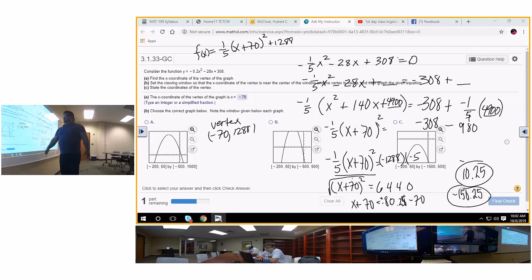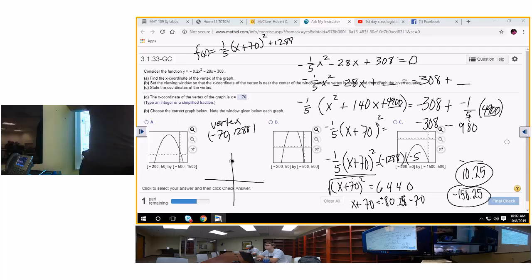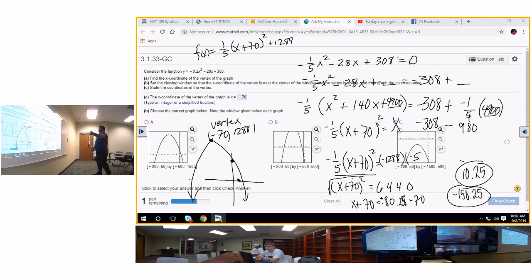So I have no idea what this looks like, but I'm going to draw a sketch and then you can match it up. Our y-intercept is positive 308, way up here. Our vertex is (-70, 1288), which is way up here. And our x-intercepts are 10 and -150. So it's going to look something like that. We know it's not C, so it looks like A.